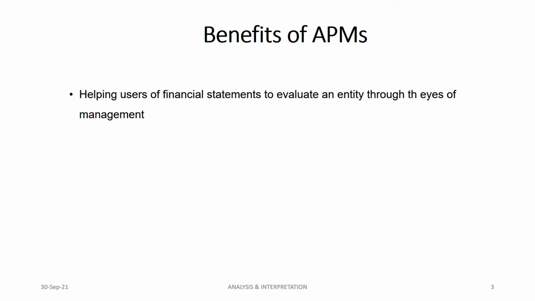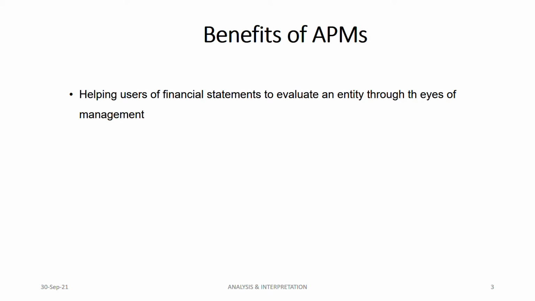Number one, benefit. It helps users to evaluate an entity through the eyes of the management. Why the eyes of the management? No one has the information of the company the way managers do. Managers know the most information of the company, more than any other stakeholders. Especially the high-level managers know the company in and out. So when you use this additional performance measure, any user, for example an investor or shareholder, can evaluate the company through the eyes of the management, how the management thinks.